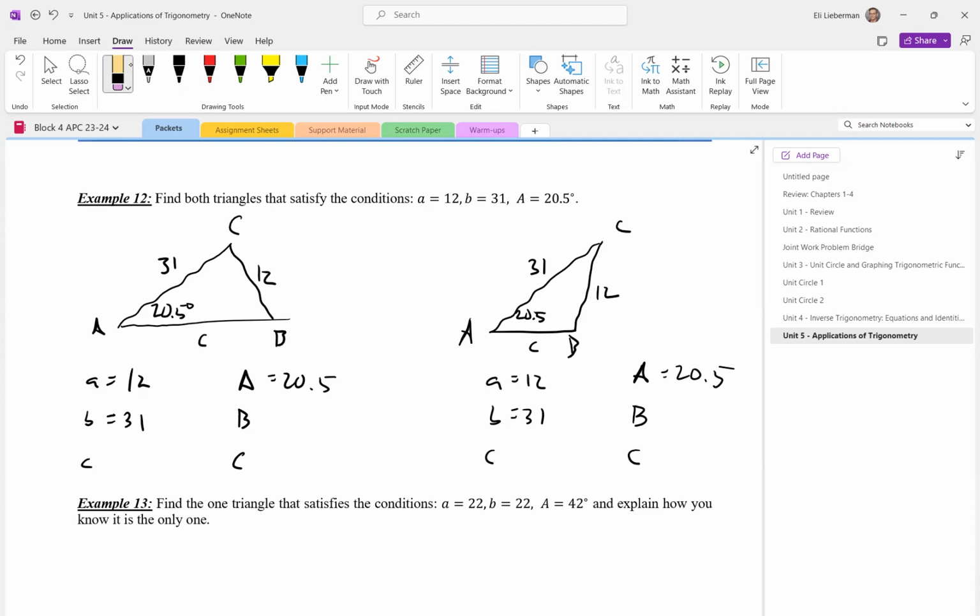Okay, I need some help though with this one. So I'm looking for help from the one and only Nola. We need to solve the triangle, so what do we do first?